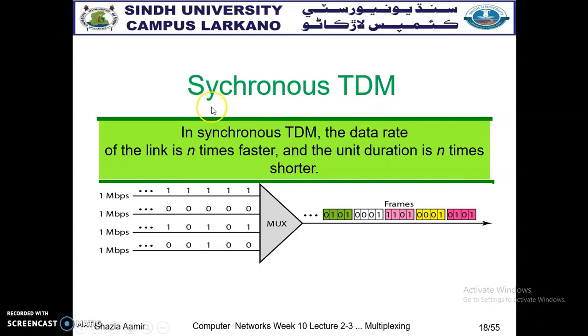Here we have another example, synchronous time division multiplexing. In synchronous time division multiplexing, the data rate of the link is n times faster and the unit duration is n times shorter. It means you need very little time to transmit the data more quickly as compared to other division techniques like frequency division and wavelength division. Time division is mostly used for digital networks or computer devices, and other computer data transmissions.